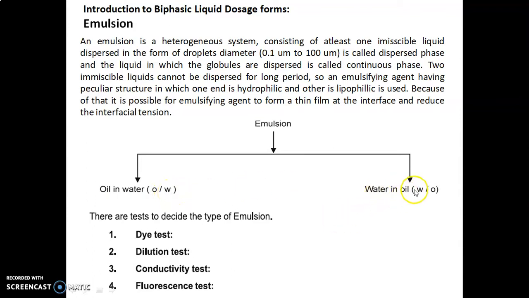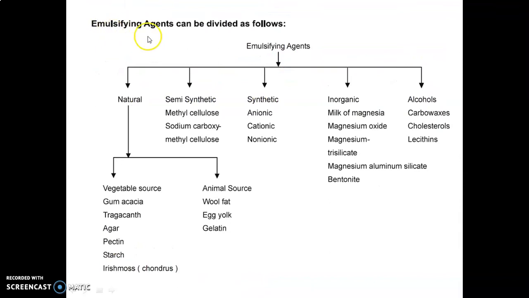While in the water in oil type, W means water, which is the internal phase, while oil is the external phase. There are tests to decide the type of emulsion. There are a total of 4 tests: the dye test, dilution test, conductivity test, and fluorescence test. So the emulsifying agents can be divided as follows.